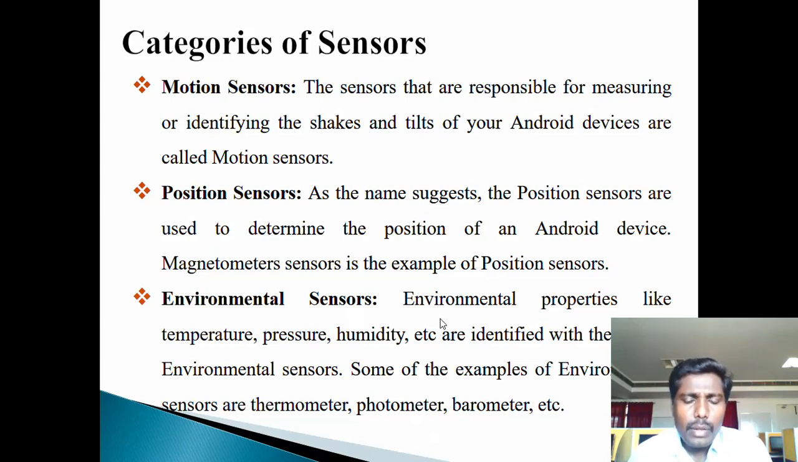The best example for environmental sensors is the thermometer. You want to check your body temperature, which is based on Celsius and Fahrenheit. What is the output? Celsius and Fahrenheit. That is one type of sensor. For that we need the physical device, to measure your temperature. Then photometer and barometer are various other examples of environmental sensors.